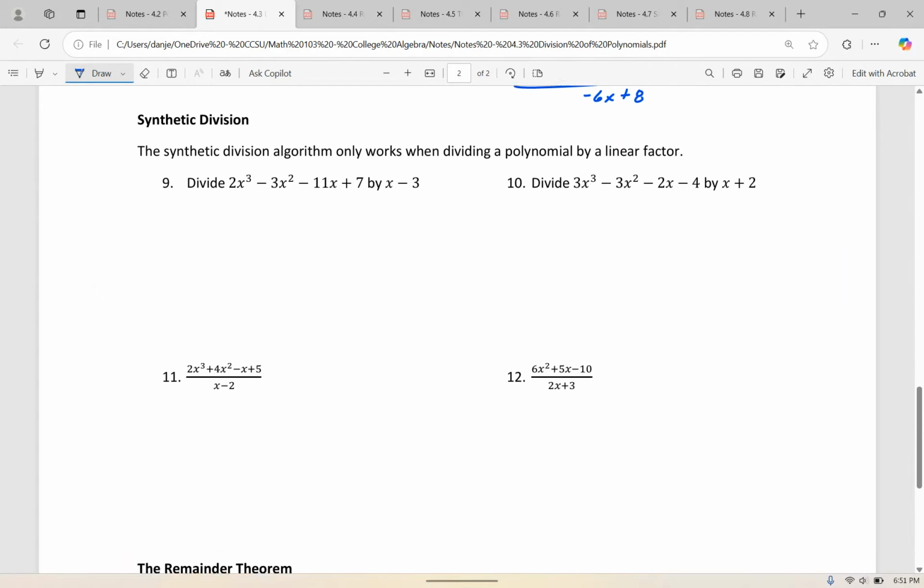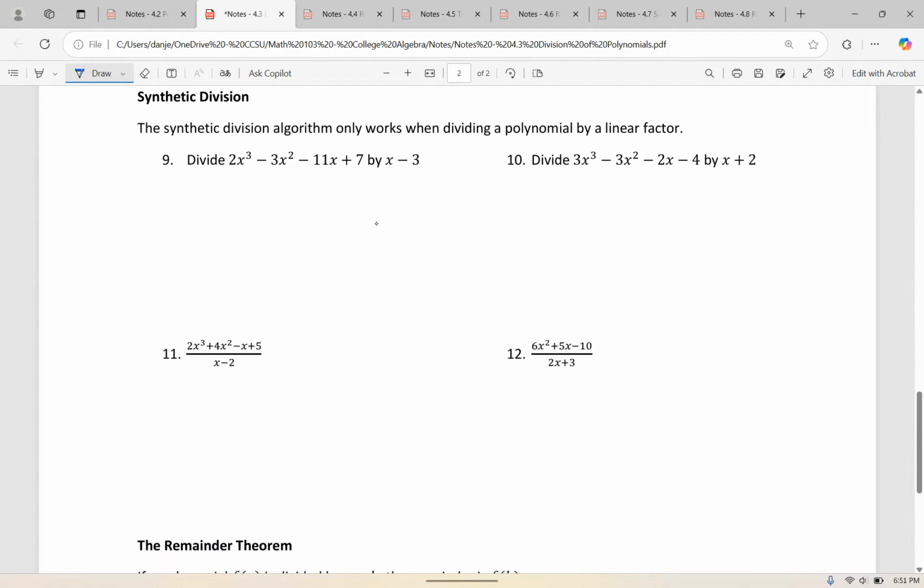Okay, so now I want to look at synthetic division. There's an algorithm called synthetic division. An upside of synthetic division is that it takes less work. You'll see that in a moment. However, it only works if I'm dividing by a linear factor. What I mean by a linear factor is x plus 3, x plus 2, x minus 2. Number 12, dividing by the 2x plus 3, that's a little tricky. Okay?